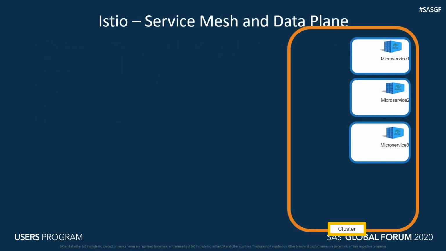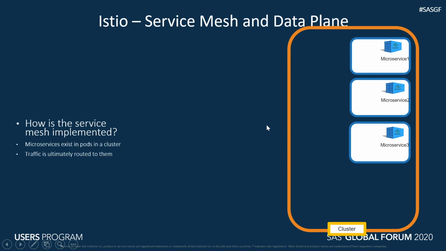Taking a look here at a visual representation of Istio, talking about the service mesh and the data planes. Say I have a cluster and I'm running multiple microservices, 3 microservices, then how is the service mesh implemented? Again, the microservices exist in the pods. Traffic is ultimately routed to them. So without Istio in the picture, the cluster traffic gets generated to the pods and between the pods. There's nothing in there to filter it, nothing to intercept it.